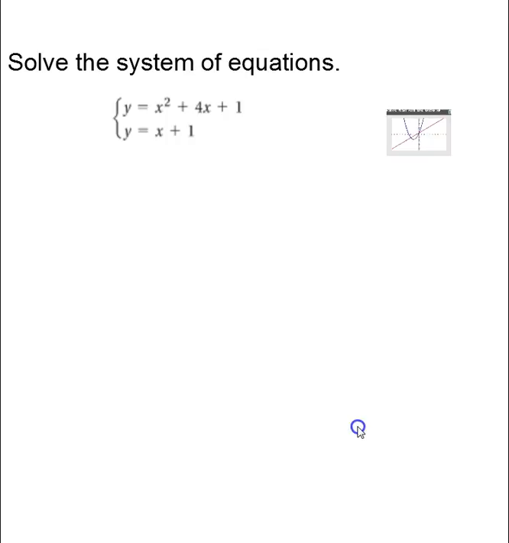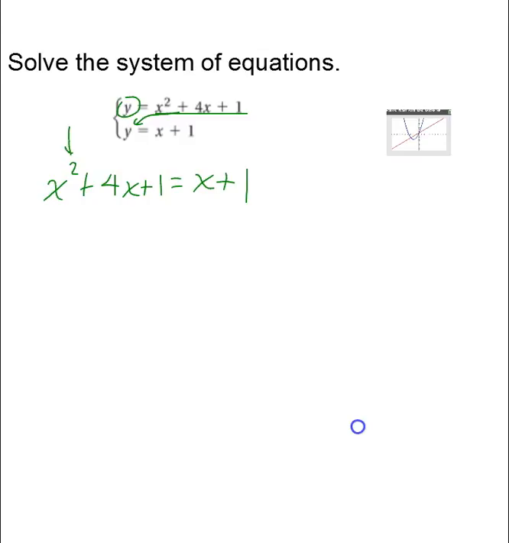Well, again, substitution says if one of your variables is alone, for example, this y, couldn't I replace this x squared plus 4x in for this y right here? Wouldn't I create a new equation that says x squared plus 4x plus 1 equals x plus 1? And lo and behold, I've created one equation with one variable that should be easy to solve.